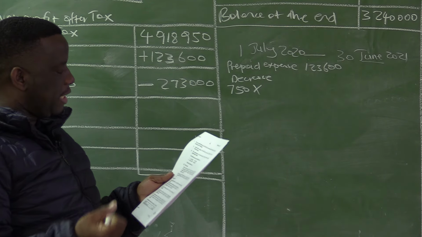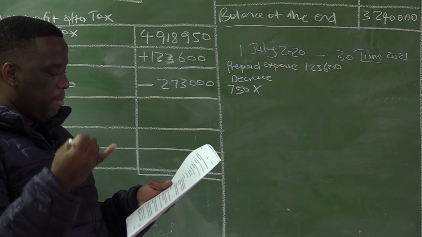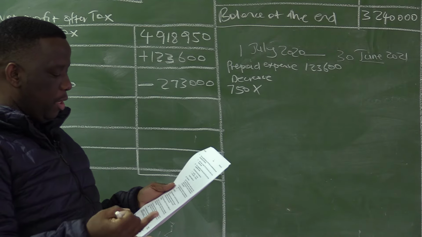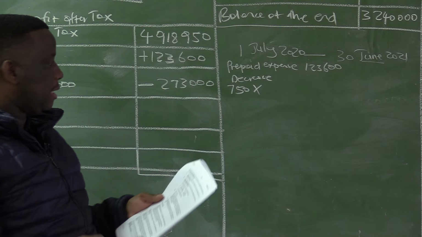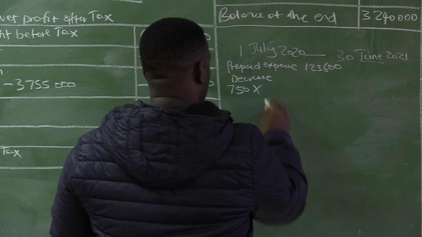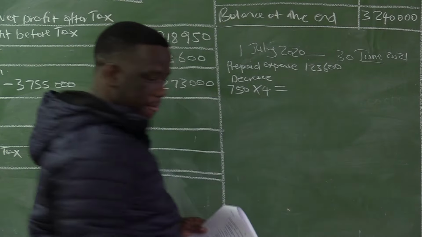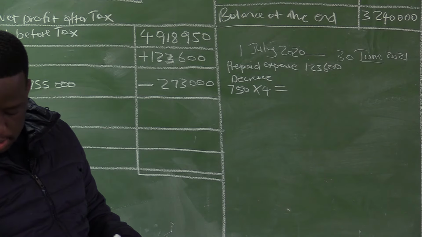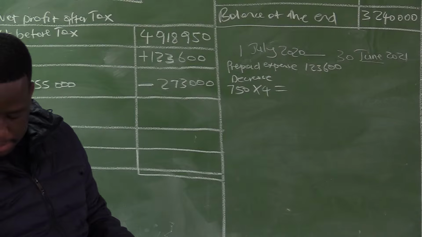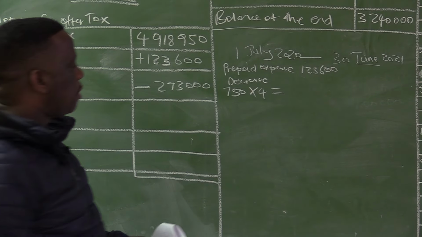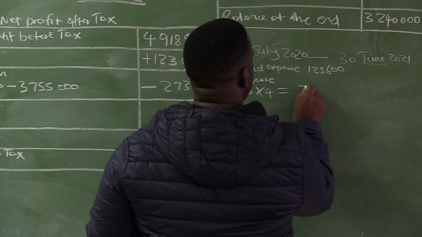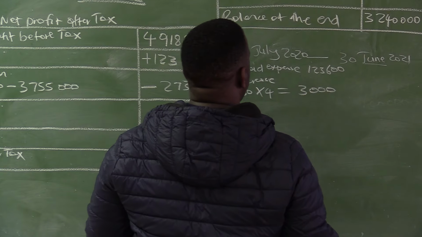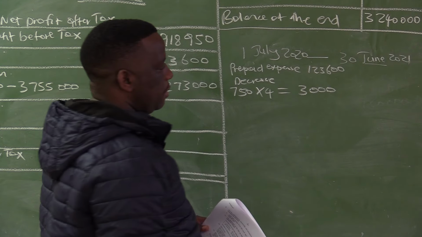So if you're calculating the 750, it will be May, June, July, August. It's for 4 months. This decrease is for 4 months. 750 multiplied by 4 equals 3,000. So the decrease is 3,000.